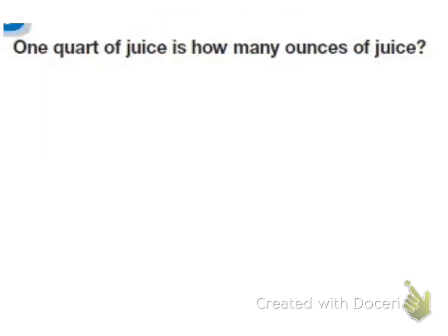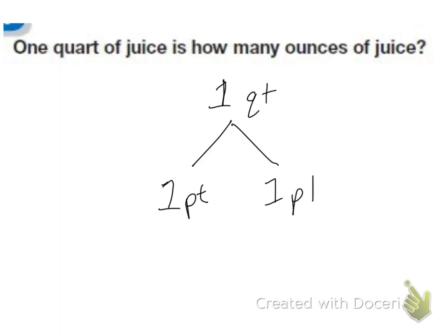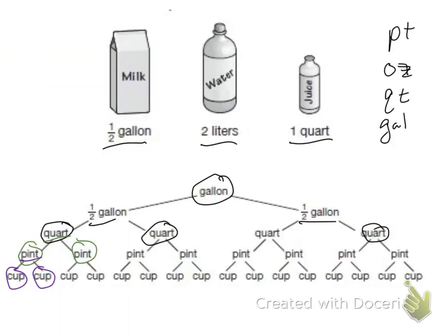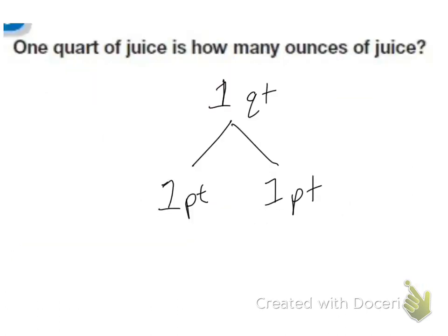Okay. So this asks, 1 quart of juice is how many ounces of juice? So if I have 1 quart, okay, I know 1 quart is the same as 2 pints. So we have 1 pint and another pint. We can see that here. Okay, 1 quart is 2 pints. Okay, and then we know that each pint is 16 ounces. So 1 pint equals 16 ounces. All right. So 1 quart is the same as 16 plus 16, or 32 ounces.